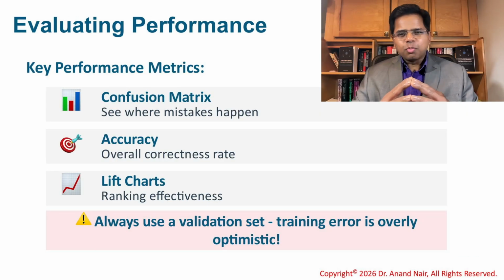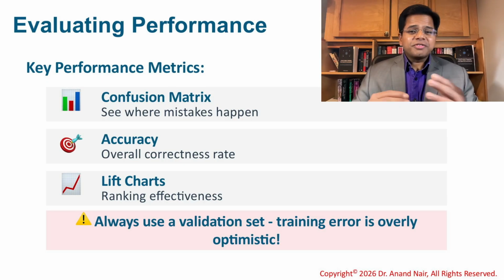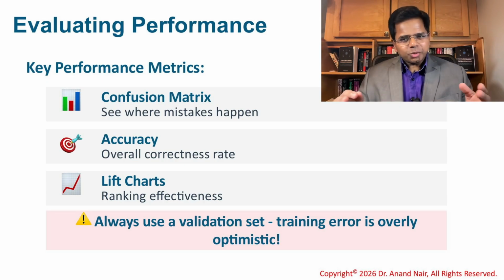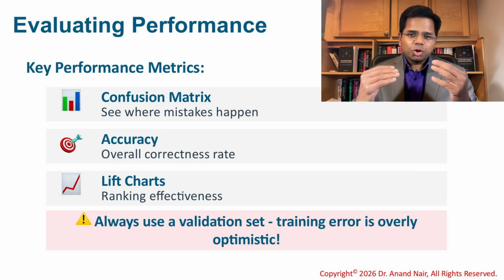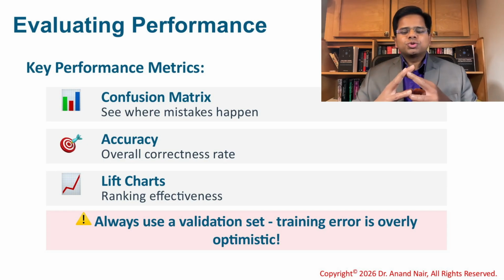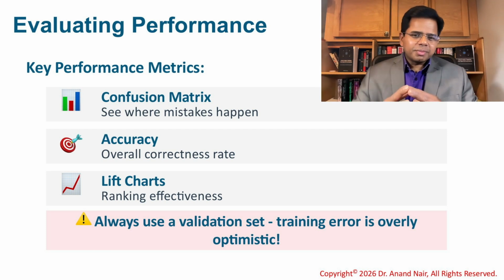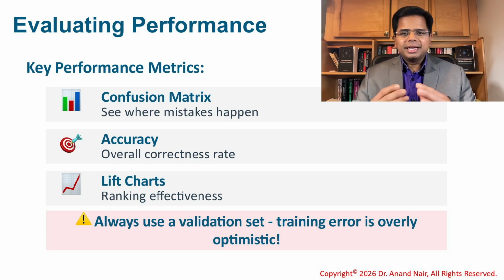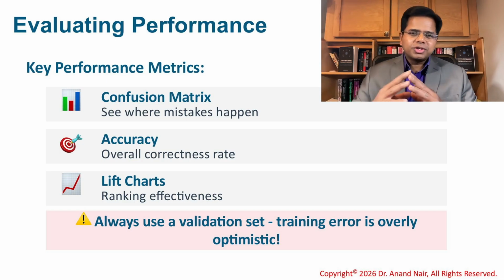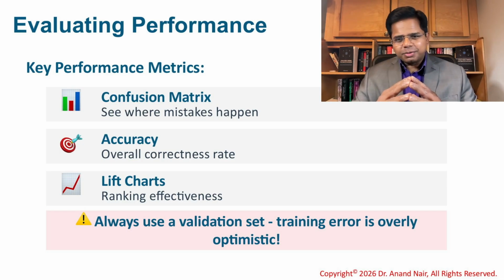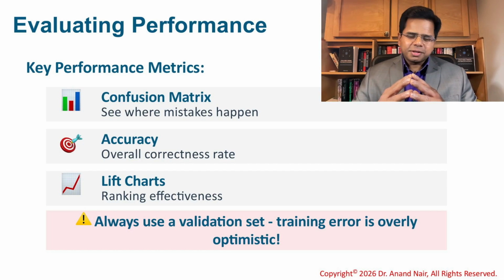Time to grade our model. Just like your report card in school, but hopefully better, we need to evaluate how well this thing actually works. The confusion matrix is your best friend here. It's a table that shows you exactly where your model messed up. Did it misclassify premium members as basic or vice versa? You'll see it all. Then there's accuracy, just a simple percentage of how often you got it right. Easy to understand, though sometimes misleading if your classes are imbalanced.